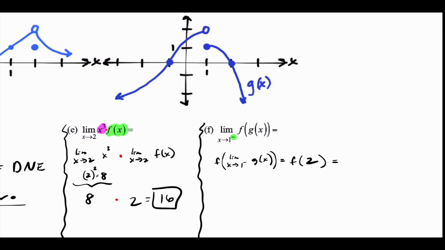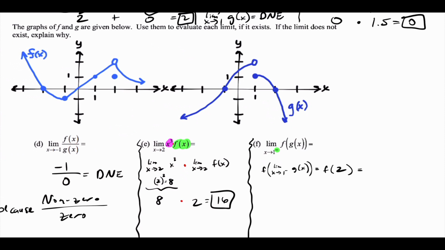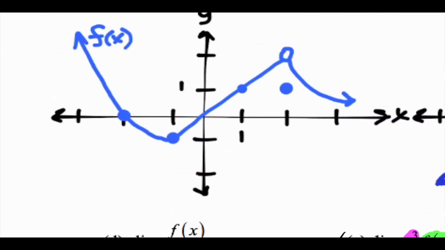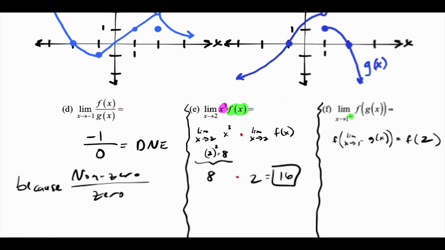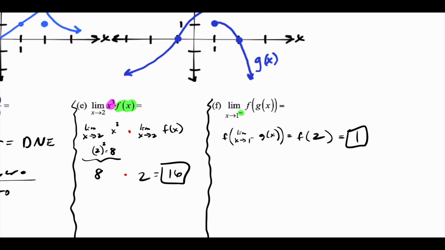Here's the thing: I don't have any equations to plug it into. So how can I do it using a graph? 2 is an x value, and they want the y value. So if x is 2, what is the y value here? It's 1, right here. Look at the dot. I'm not looking for the limit, I'm looking for the answer, and the answer is positive 1. This equals positive 1.